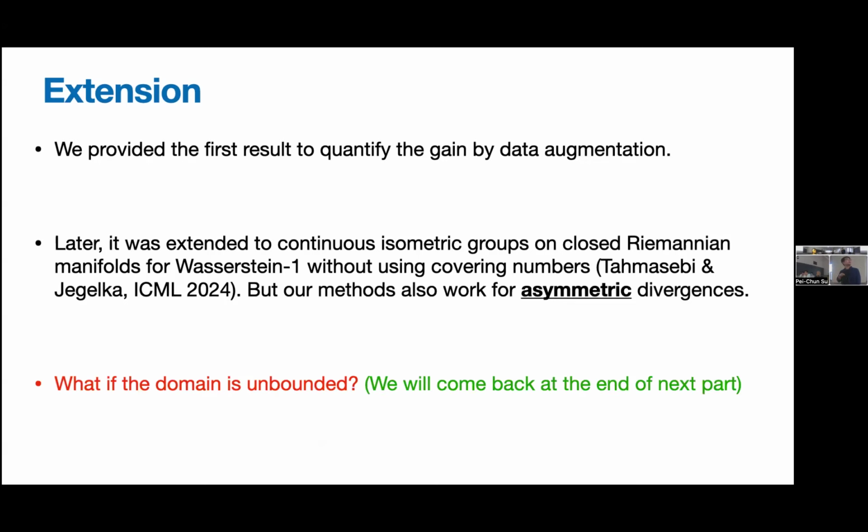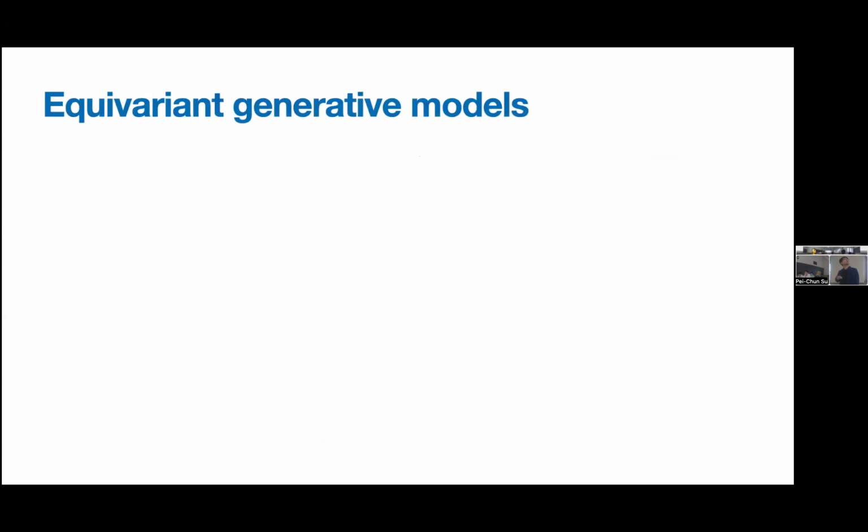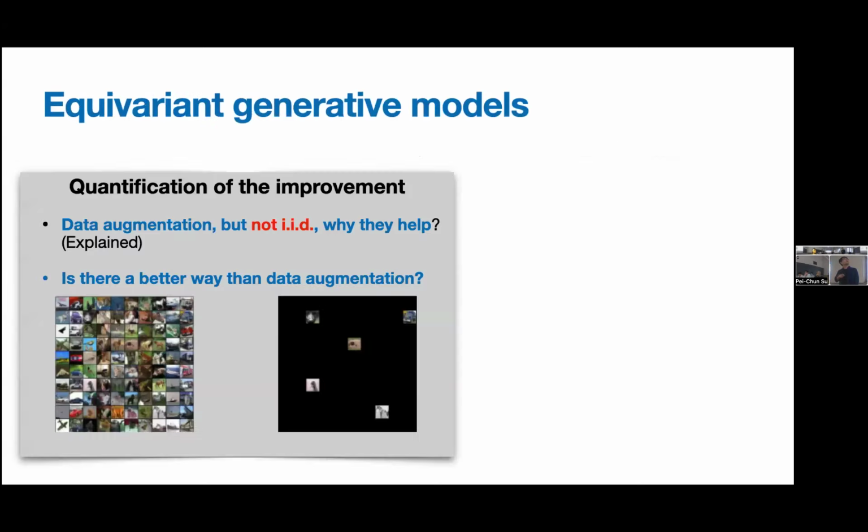Another question we want to ask: what if the domain is unbounded? These two are related, so both will be addressed in the later part of the talk. So we have provided one explanation about data augmentation. The augmented samples are not IID, but they do help.